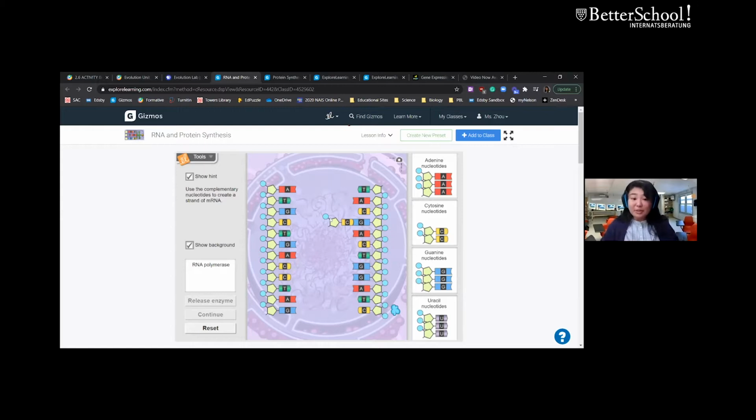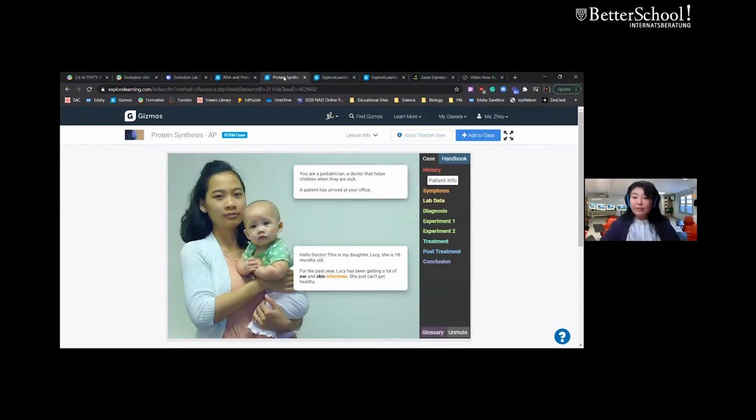Once the students are comfortable with the concept, then we move on to something a bit more exciting. For our higher level thinking, Gizmos also offers case studies. The grade 12s this week have been working on a case study that has them acting out a role as a pediatrician. They're given a problem, they're given a patient, and they have to try to solve what sickness or what illness this patient has.